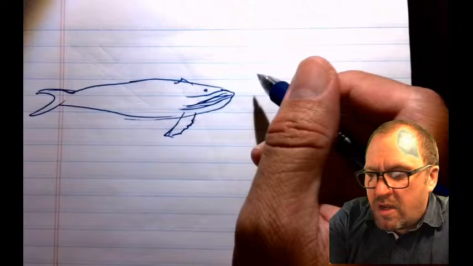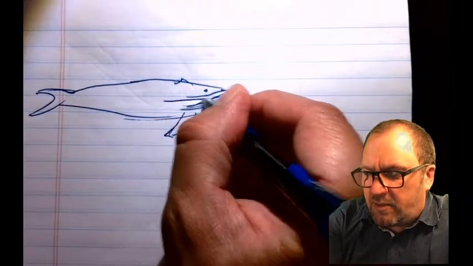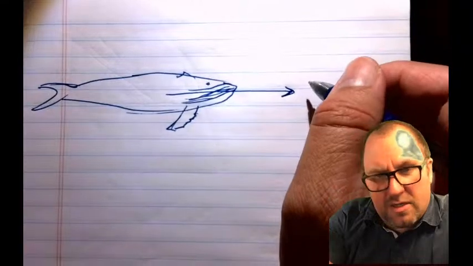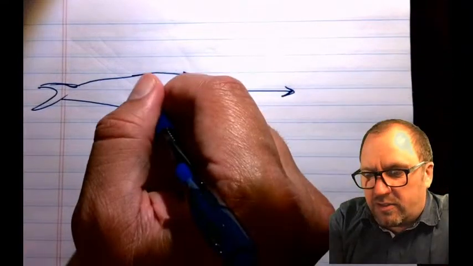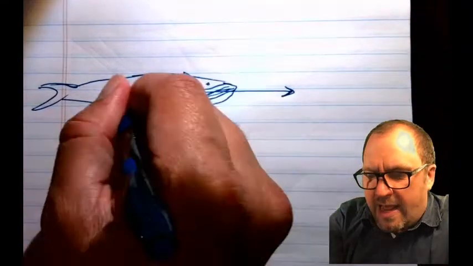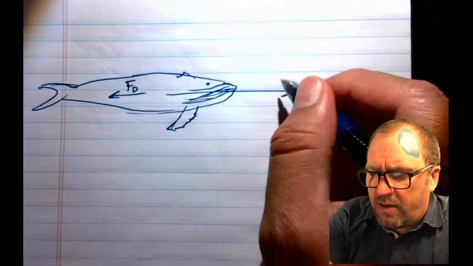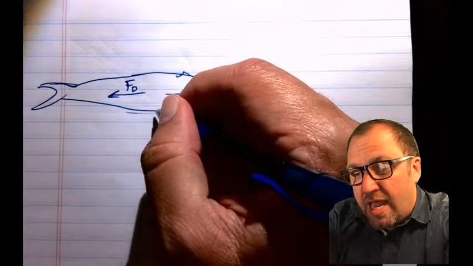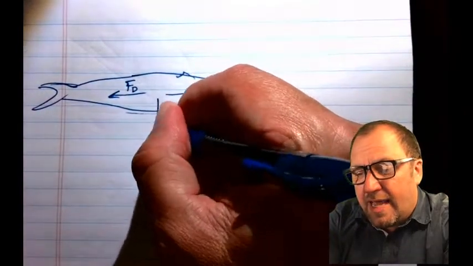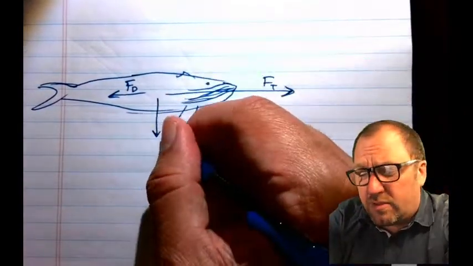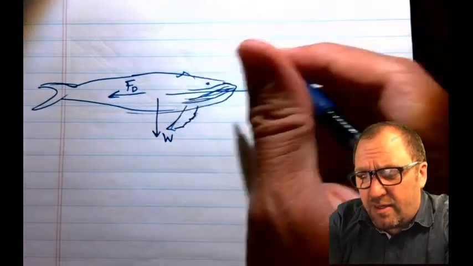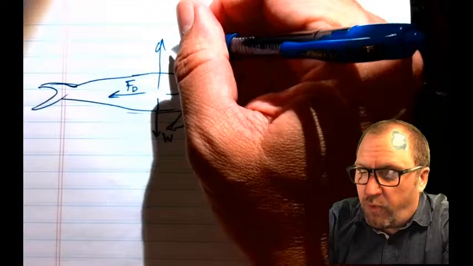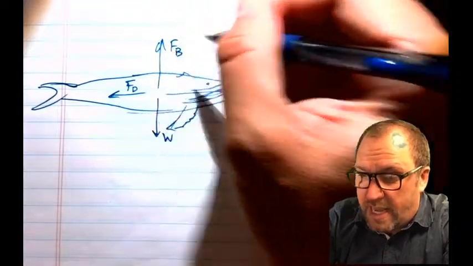Let's draw the force. He's got some thrust. The thrust is going this way. There's also some drag. He's got the force of drag there. His thrust is pushing him onwards. And he has some weight. Blue whales, they're kind of heavy. And he's also got the buoyant force. Yes.